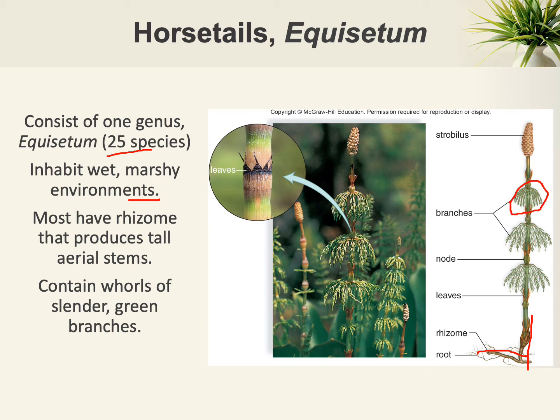What does it mean by whorl? The whorl means it is in a circle, right? Then they also have the strobilus. So this is an example of the horsetail.